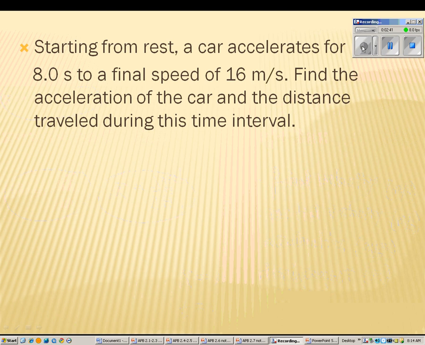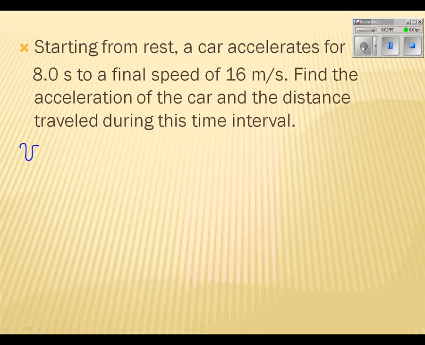So let's go ahead and take a look at an example here. It says, starting from rest, a car accelerates for 8 seconds to a final speed of 16 meters per second. Find the acceleration of the car and the distance traveled during this time interval. The first thing we're going to do when we approach these problems is write down our givens. When they say starting from rest, that means our initial velocity is 0 meters per second. Accelerates for 8 seconds, so that's our time, equals 8 seconds. Final speed, that's just v, equals 16 meters per second.